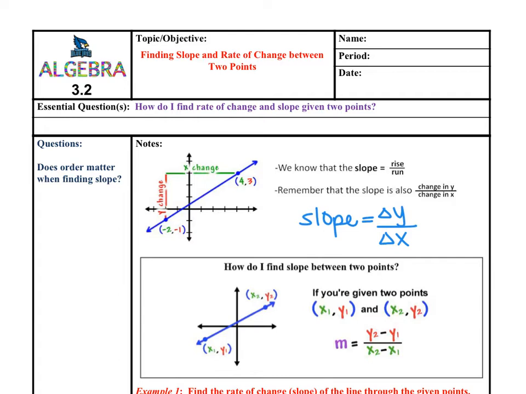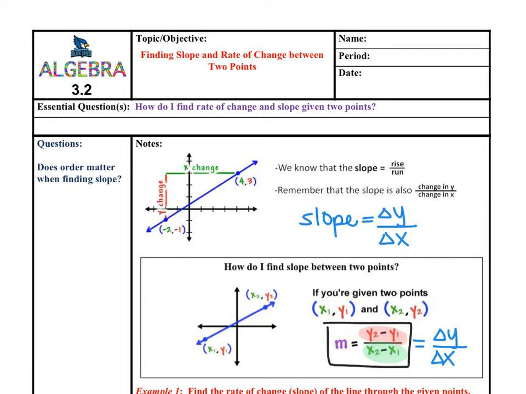So when we're trying to find the slope between 2 points, we do the same exact thing. We have 2 points, we find what's my change in my y values, how are those changing, and what's my change in my x values. So this equation here is really just the same thing as change in y over change in x. So that's the equation for slope, is this guy right here.